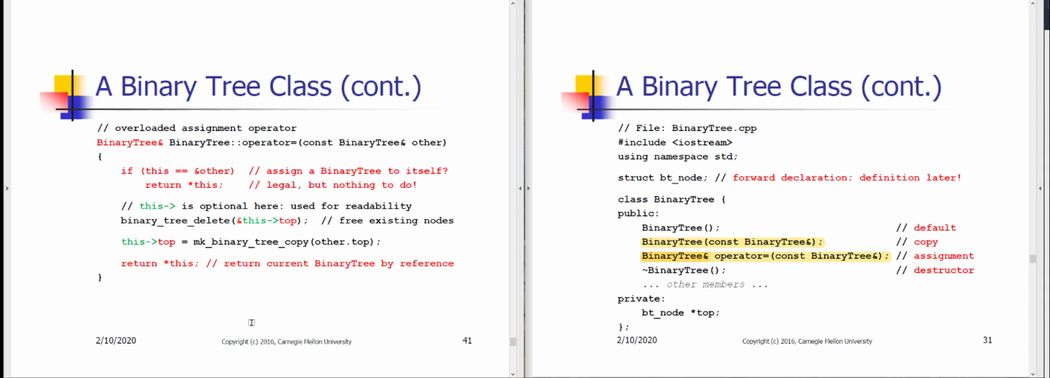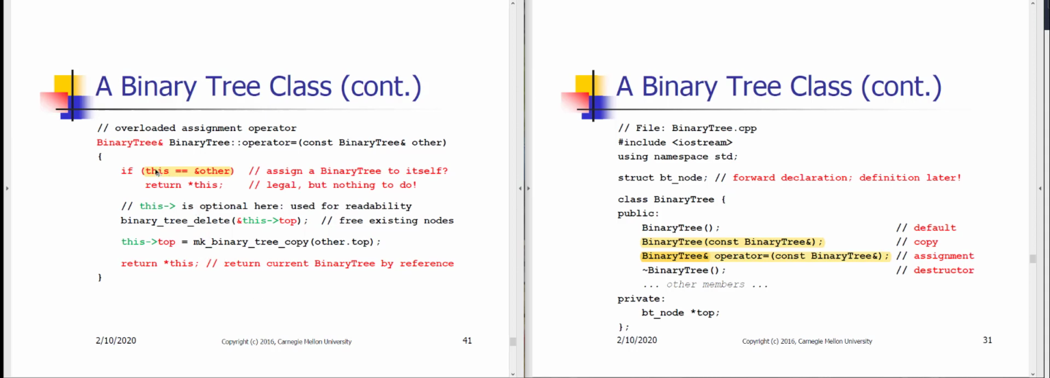There are 4 steps in this implementation, and if you always follow these 4 steps, you should have good success overloading the assignment operator for any class that you create. The first step is to make sure that you are not attempting to assign an object to itself. For example, if you have a binary tree object named tree1, you should check to make sure that you're not saying something like tree1 gets tree1.